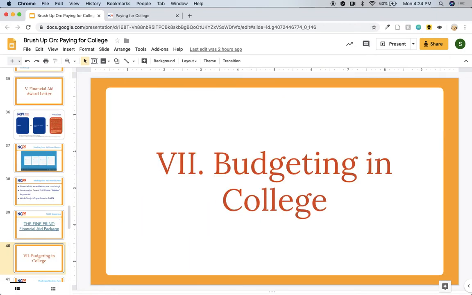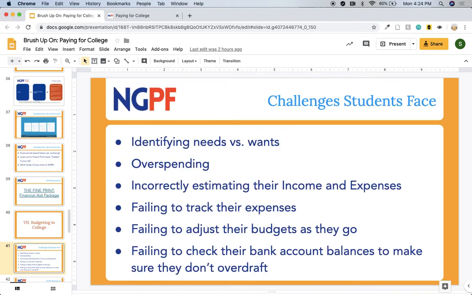All right, let's talk a little bit about budgeting in college because, not only is it important to know how you're going to pay for college, but it's also important to know how you're going to manage your money while you're in college. And so we're just going to spend a brief amount of time reviewing some basics for this section of the unit.